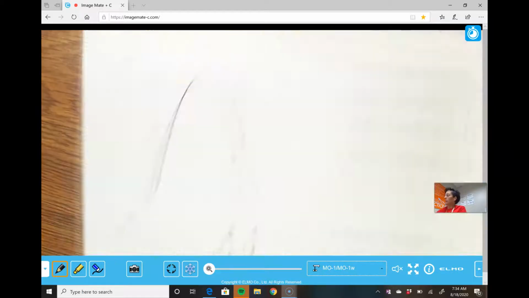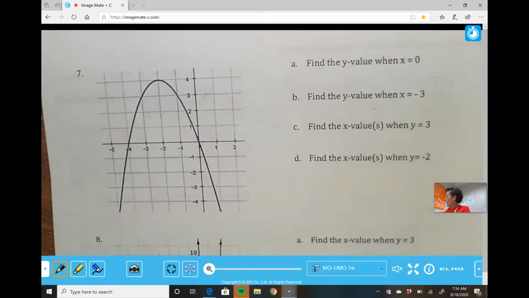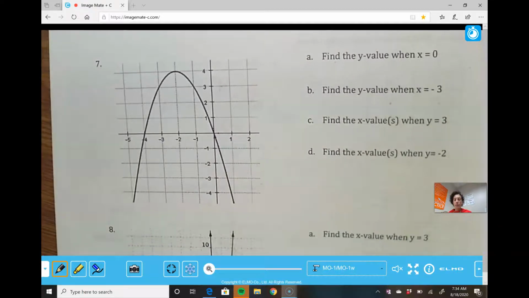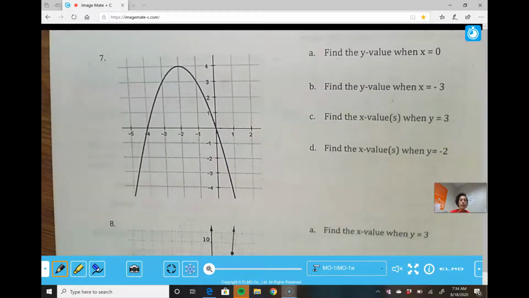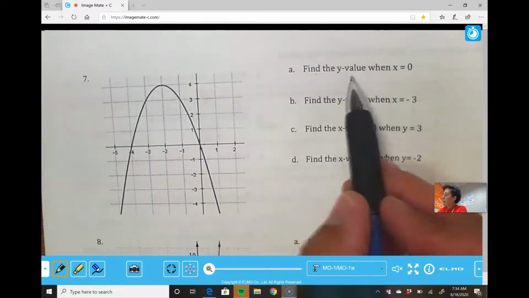Almost done. All right, just a few more. All right, so on this one, just an FYI, this is called a parabola. It's a quadratic function. We'll talk more about those later in the year. But let's keep moving. So we're going to find the y value when x is 0.